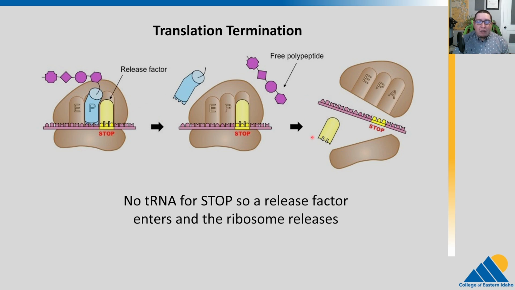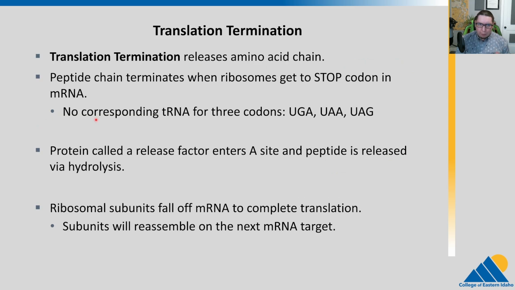Instead, what happens is a protein called a release factor comes into that site and causes the protein chain, the polypeptide, to be cleaved off. It gets released. And then the ribosome falls apart, it dissociates, and these pieces can go back and translate a new mRNA. So there's no tRNA for the stop codons. Instead a release factor comes in and causes the complex to fall apart. So that's translational termination. The 3 codons, UGA, UAA, and UAG, don't have a tRNA. We release the protein and let it float off.